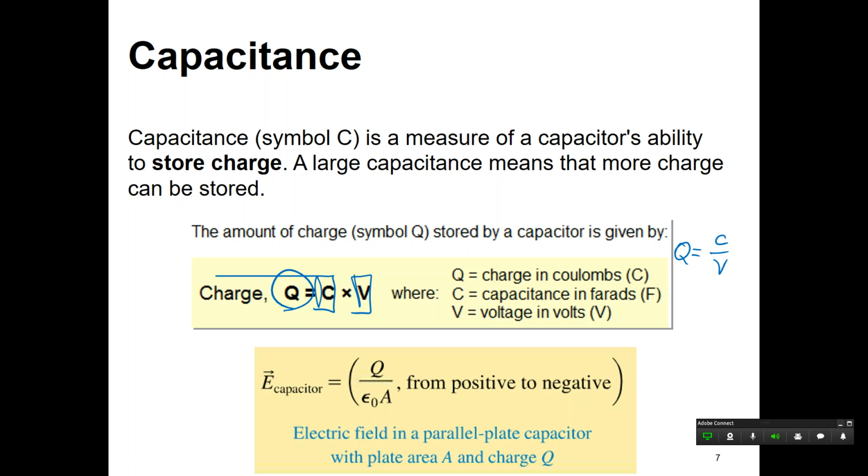Q over V is equal to C, so I sent the V at the bottom there. You can think of it as how much charge per volt the capacitor can hold. And that's what capacitance is. Capacitance is the amount of charge per volt that a capacitor can hold. You increase the voltage. Does that make sense? Yeah, exactly. You increase the voltage, you decrease the capacitance.